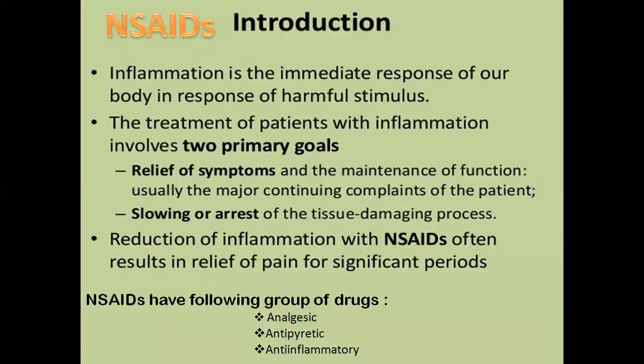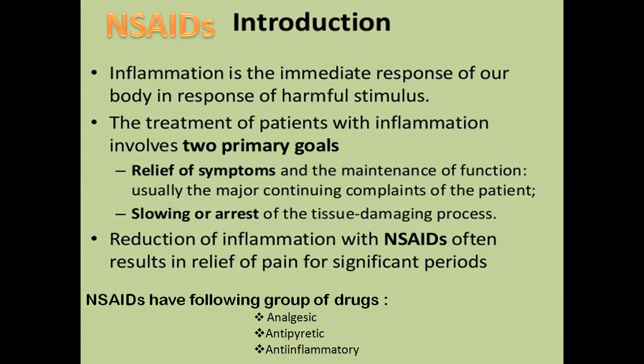The treatment of a patient with inflammation involves two primary goals: relief of symptoms and the maintenance of function, which are the major continuing complaints of the patient. And the second goal is slowing or arrest of the tissue-damaging process. The reduction of inflammation with NSAIDs often results in relief of pain for significant periods. Now, NSAIDs are used alone or in combination. They provide symptomatic relief but should not be taken on a long-term basis.